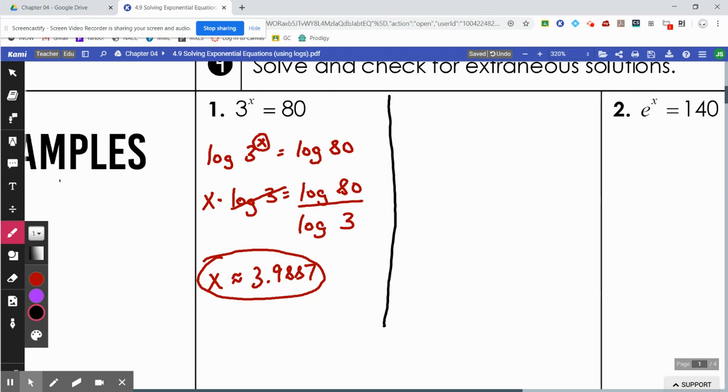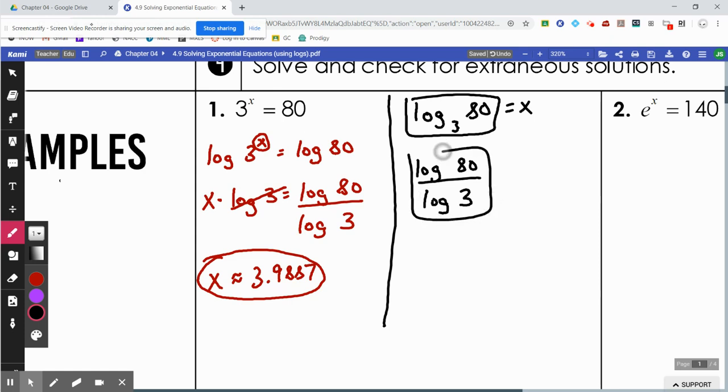Now, there is a second method for working these, and this is how I do it, and I feel like it's a little bit easier. 3 to the x power equals 80. Simply change forms. That'd be the log base 3 of the value on the other side of the equal sign is equal to x. Once you change forms, and again, this is another reason I like this, it reminds you how to type this in. To type this into the calculator, you're simply going to use your change of base formula. That'd be the log of 80 divided by the log of 3, which is the exact same value that you got on the other side, and you're going to get the same 3.9887.